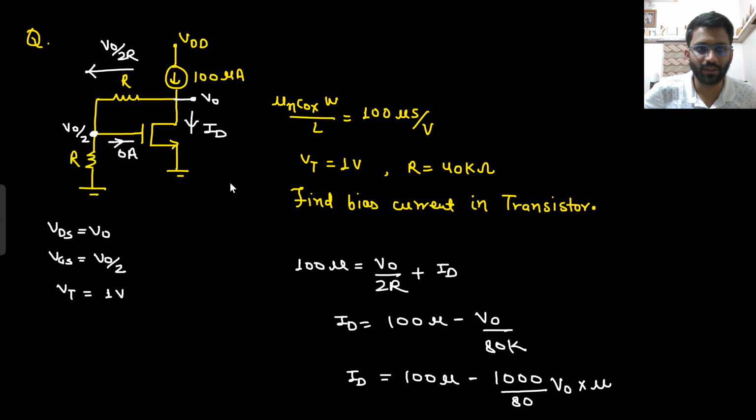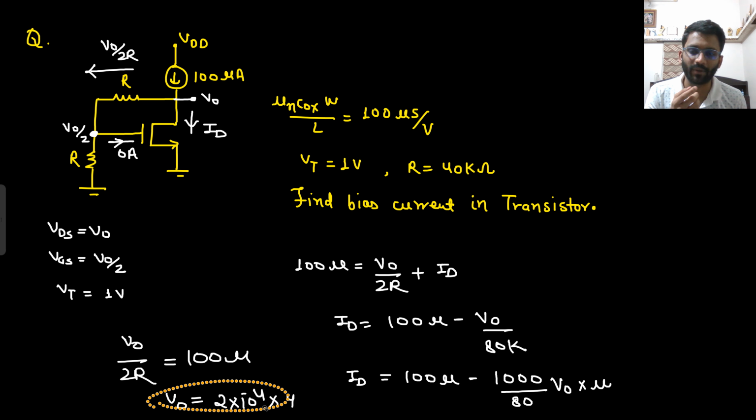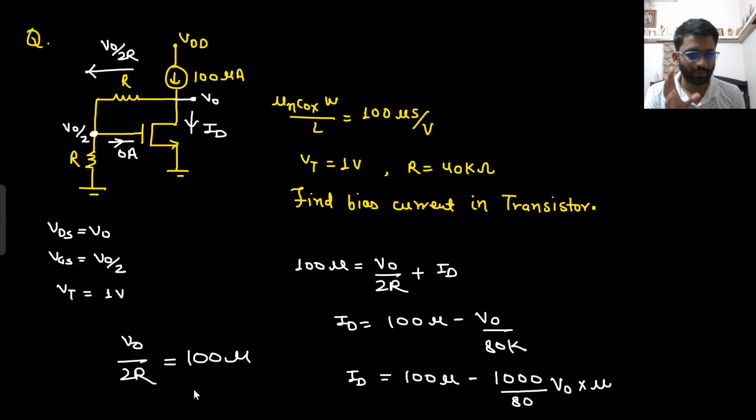Let's assume my transistor is off. Let's assume my V naught is minus 1 volt and my transistor is off. What will happen then? V naught by 2R will be equal to 100 micro. What will be the value of V naught? The value of V naught will be 200 micro into R. So 200 micro is 2 into 10 to the power minus 4, into R value 40 into 10 to the power 4. So V naught value will come out to be 8. I am assuming my transistor is off. Now people may have the doubt that sir, it can go into cutoff as well. Why can it not go into cutoff? That I am explaining. If my transistor is off, V naught value came out to be 8 volt.